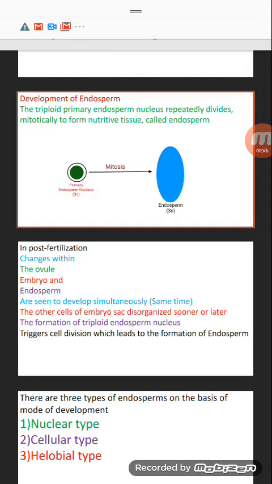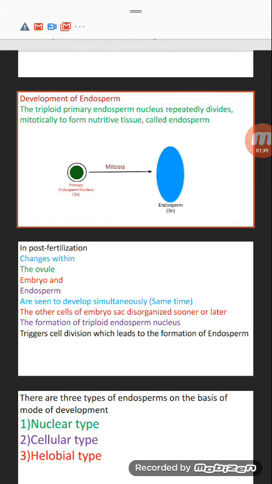Different types of endosperm have been asked in board exams a couple of times. So either it could be for 1 mark, what is endosperm, or it might be a long answer on development of endosperm, or explain different types of endosperm. Let's start and understand what is endosperm.